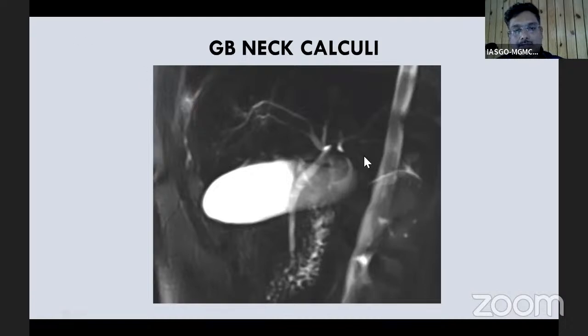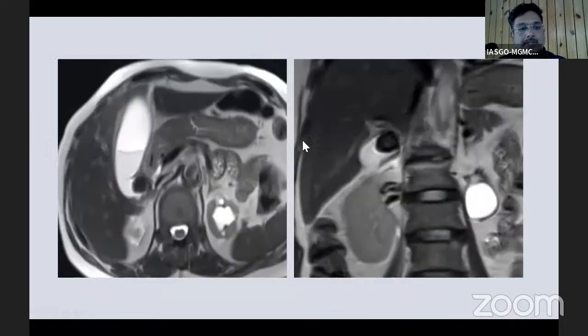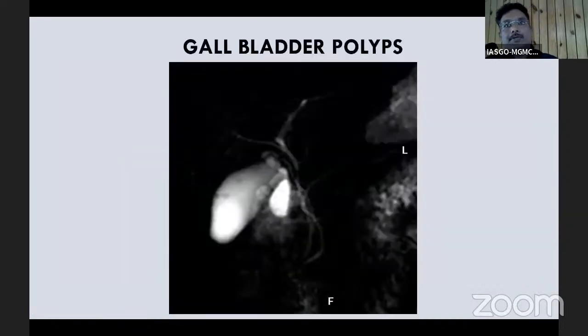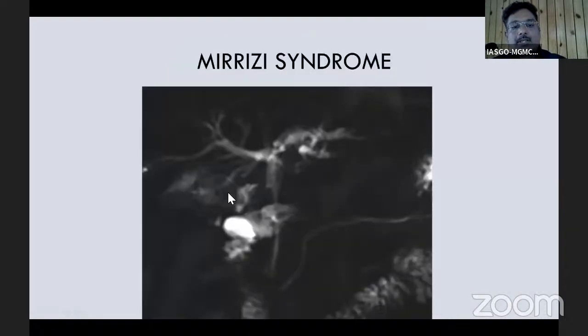You can see the stone here impacted at the neck. You can see on the T2-weighted images that there is associated cholecystitis, overdistension of the gallbladder, and biliary sludge. Again, for polyps, I would prefer USG over MRCP. Polyps are visualized as filling defects in a non-dependent position in the gallbladder.